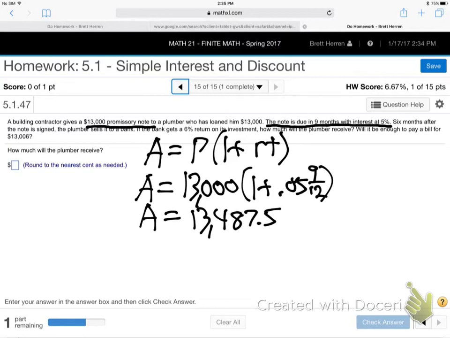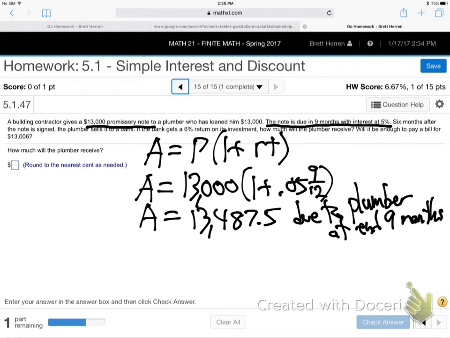Does that make sense? The plumber is handing the note to the bank. In other words, the plumber was owed $13,000 the minute he did the services. At the end of the 9 months, the plumber will be owed this amount, because it'll grow. Am I losing you? I know it's a confusing one. So let me write that: due to the plumber at the end of the 9 months.